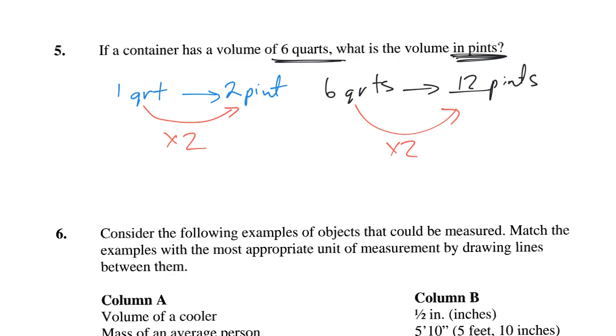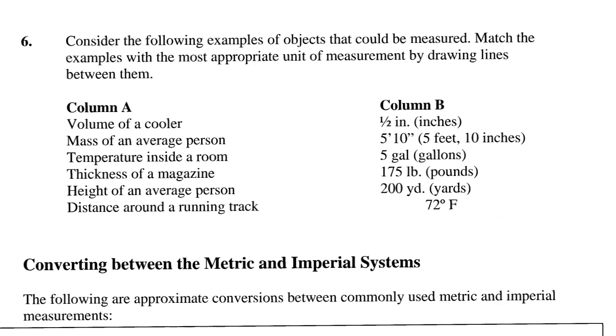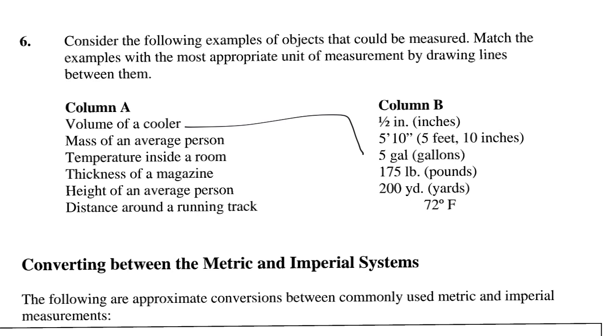All right, so now let's consider the following examples of objects that could be measured. All right, we're going to match the examples with the most appropriate measurement for each of these drawings. Okay, so we're talking about the volume of a cooler, right? Now, this one is going to be a little hard for a lot of us. If you think you know it already, pause the video and then I'll show you what my answers are. Okay, for the volume of the cooler, I think we're going to have about 5 gallons. For the mass of an average person, we're going to have about 175 pounds.